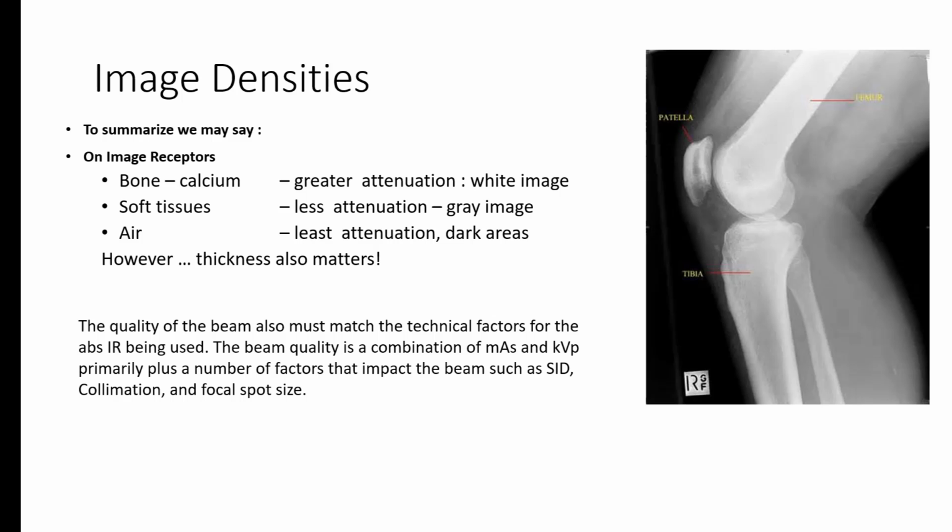Remember, only photons that go directly through, don't hit any tissue, are black. Photons that are scattered just add a density but don't provide any information. So we're looking for photons that are fully or partially absorbed. We're looking for a range of intensities from black to white and all the shades of gray in between.